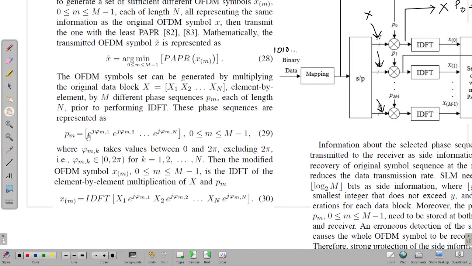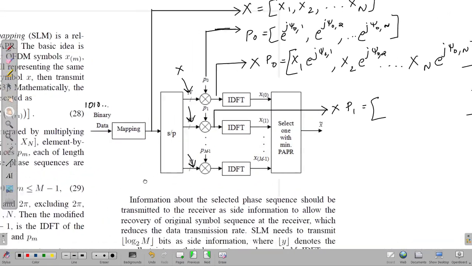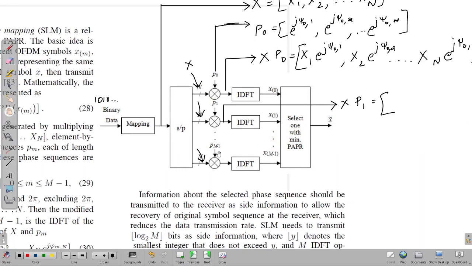where you substitute values from m equal to 0 to m minus 1, you will have different values for p naught, p1 up to pm minus 1. And here this goes up to p naught, p1, up to pm minus 1, and here you will have x into pm minus 1.